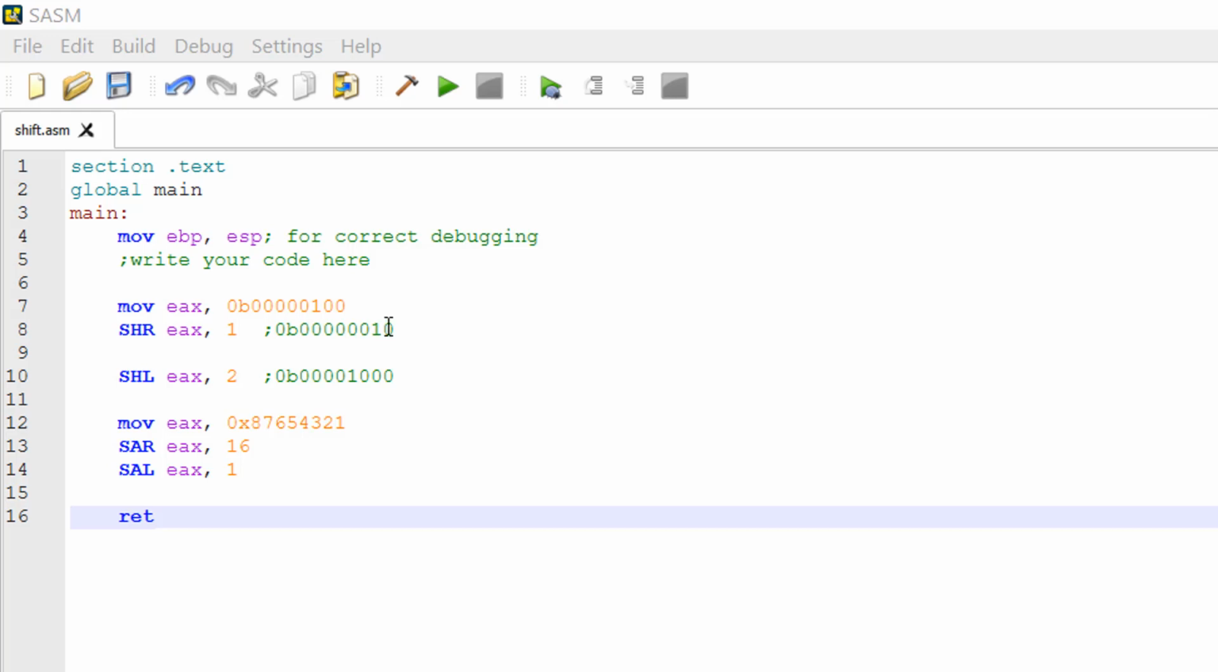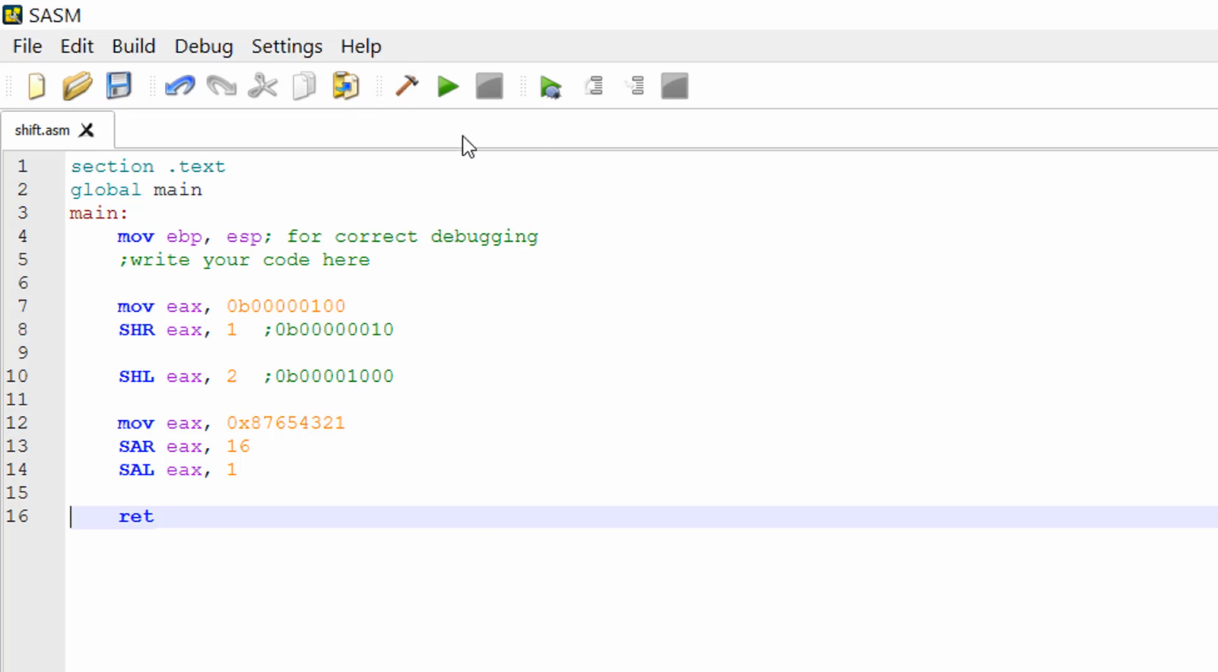Since it's a binary number, you see 1, 2, 4, 8, 16, 32, each position is a multiple of 2. So when we shift to the right, it's divided by 2. If we shift 2 positions to the left, then it's going to multiply by 2 twice. Let's look at the example.